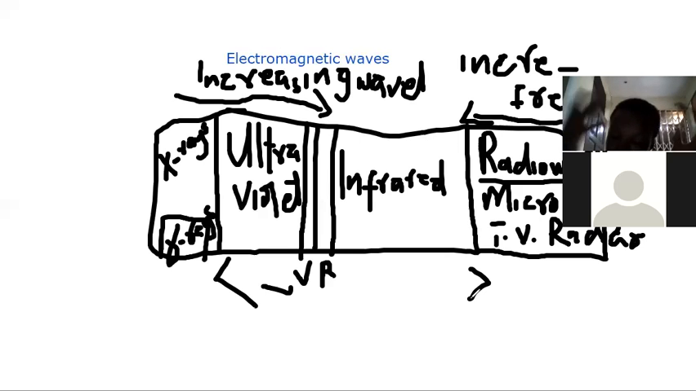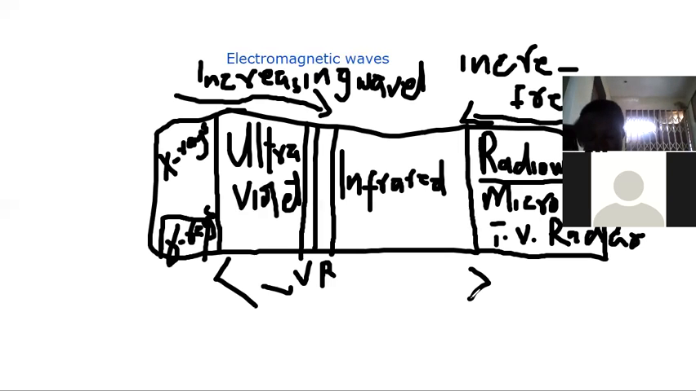So the scientists came up with this machine which we call the radar, and radar stands for radio direction and ranging. Normally it consists of a source giving out electromagnetic waves and receiving waves reflected by the object hit by the waves.